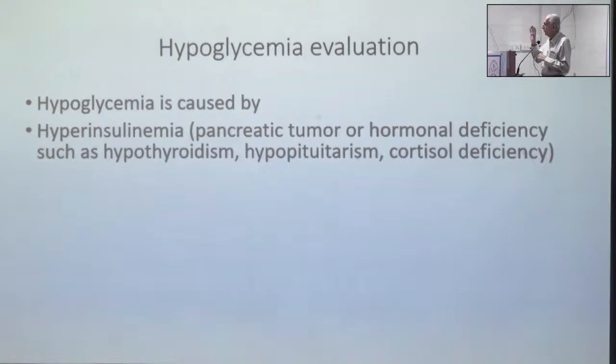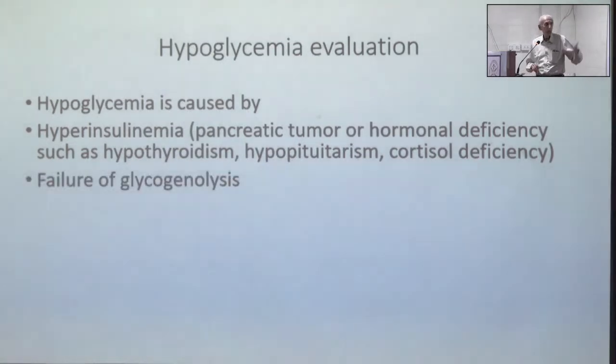First is hyperinsulinism. Either it could be a pancreatic tumor or any of these hormonal deficiencies could also cause hypoglycemia: hypothyroid, hypopituitary, and of course adrenal. So when you have hyperinsulinism, it's not only the pancreas, but any other endocrines also come into play. Then of course you have a failure of glycogenolysis.